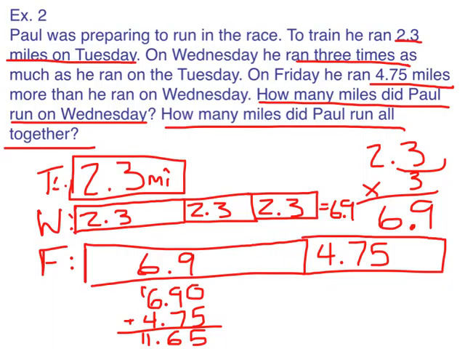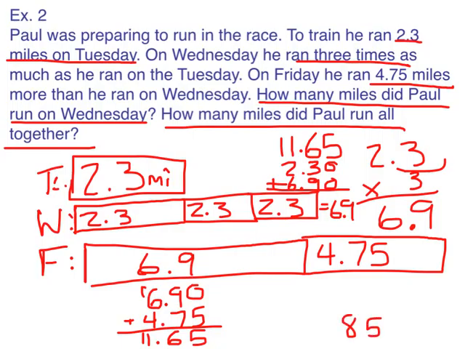Now, how many miles did Paul run altogether? To find this out, I need to add 11.65 plus 2.3 plus 6.9. Add all of those numbers now. Paul ran 20 and 85 miles altogether.